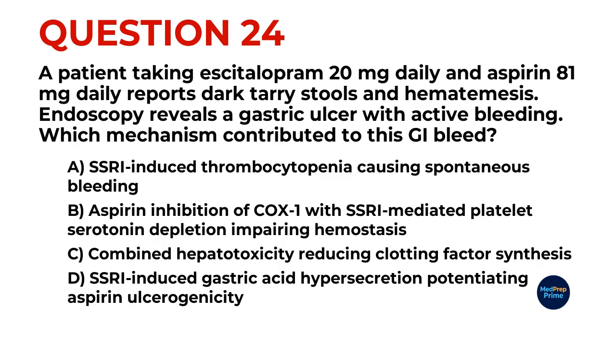A patient taking escitalopram 20 mg daily and aspirin 81 mg daily reports dark tarry stools and hematemesis. Endoscopy reveals a gastric ulcer with active bleeding. Which mechanism contributed to this GI bleed? Option A, SSRI-induced thrombocytopenia causing spontaneous bleeding. Option B, aspirin inhibition of COX-1 with SSRI-mediated platelet serotonin depletion, impairing hemostasis. Option C, combined hepatotoxicity reducing clotting factor synthesis. Option D, SSRI-induced gastric acid hypersecretion, potentiating aspirin ulcerogenicity.